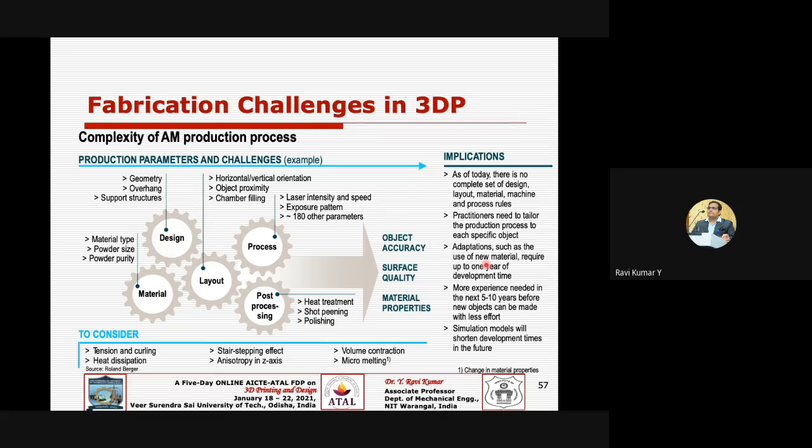And then the adoption, the use of new materials. Each and every day new material will be added. So we need to spend a lot of time, years together, to develop an optimum parameter set. And it may need more experience for at least the next 5 to 10 years before your new object can be made with less effort. You talk about design for 3D printing. As I already said, some simulation models will also shorten your development times in future, and there is a huge potential to work on simulation models that can even predict.